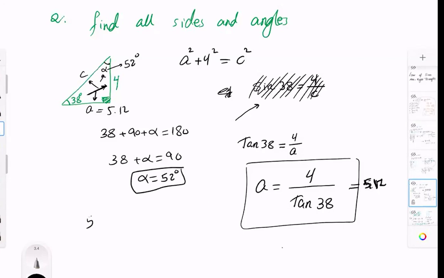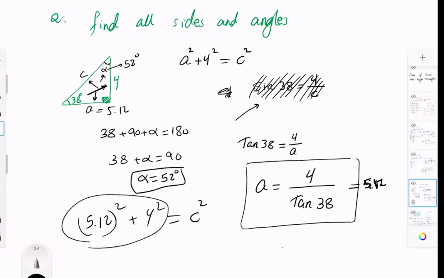So I'm going to use Pythagorean theorem. I'm going to say 5.12 squared plus 4 squared equal to C squared. I calculate this and then take the square root. It will be C. All right. Let's have another example.